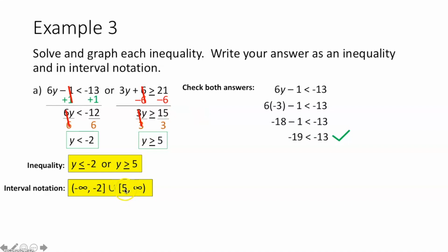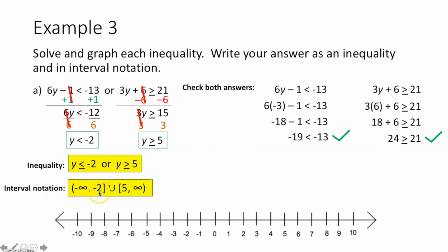Over here, the interval from 5 to infinity, what's a number on that given interval? Well, let's plug in 6. If we plug in 6 to the original inequality up here, 6 times 3 gives you 18. 18 plus 6 is 24. Is that greater than or equal to 21? Yes, so those both check out. So now we know those are our correct answers.